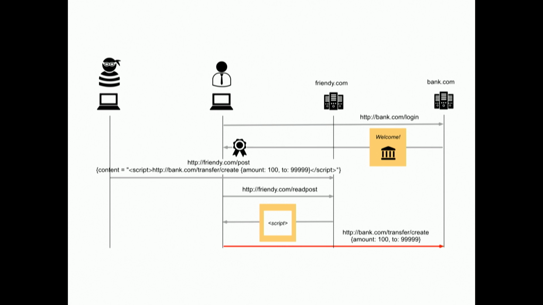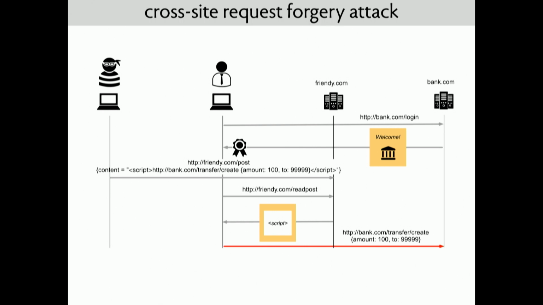How does this happen? Well, it happens, of course, because an evil person goes and puts that script on friendly.com. And this is called a cross-site request forgery attack. And it's cross-site because the attack is mounted on friendly.com, but it causes a request to another site, namely my bank, okay?